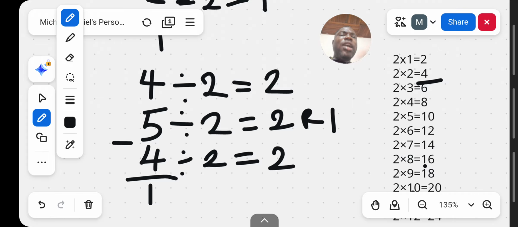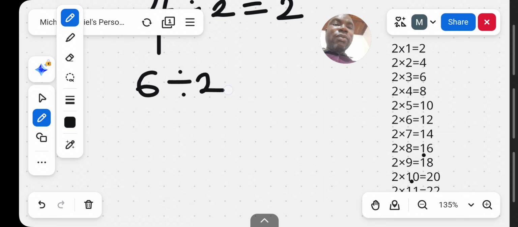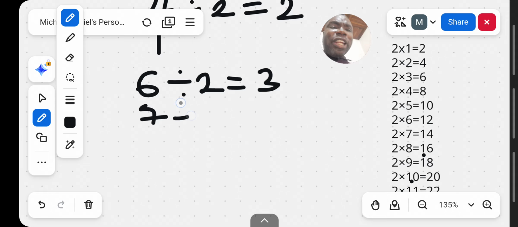Let's do more examples. Okay, so we have 6 divided by 2. If you read your 2 times table, there is 6 there. 2 times 3 is 6. So that means it's going to be a whole number. There will be no remainder. So 6 divided by 2 is 3. What about if we have 7 divided by 2? If you read that 2 times table, you won't get 7.